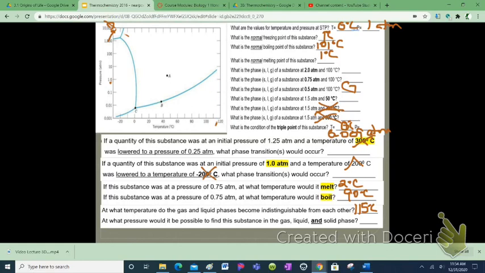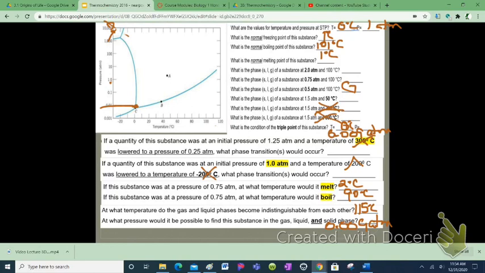And then finally, it asks, at what pressure would it be possible to find this substance in the gas, liquid, and solid phase? Remember what gas, liquid, and solid phase existing together is? It's called your triple point. So we need to find our triple point right here. And remember, we already talked about what our triple point would be. So the pressure of our triple point, right up under there, is just under 0.01, which is going to be 0.009 atmospheres. There's your pressure. All right, so look at this closely. Look at how I did this.